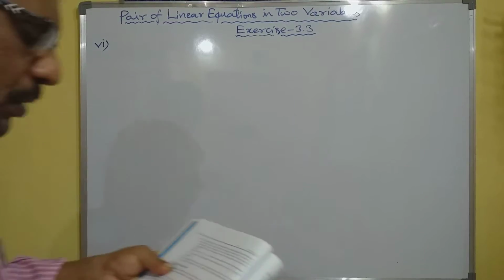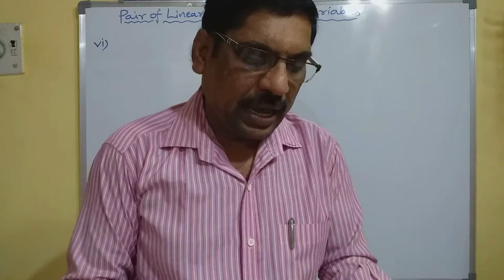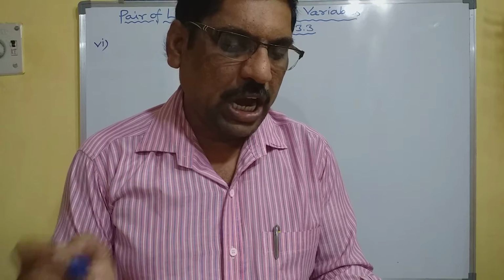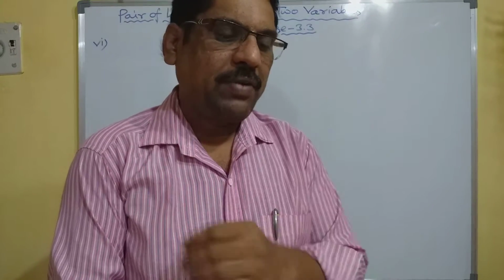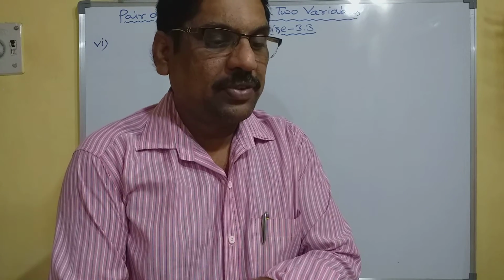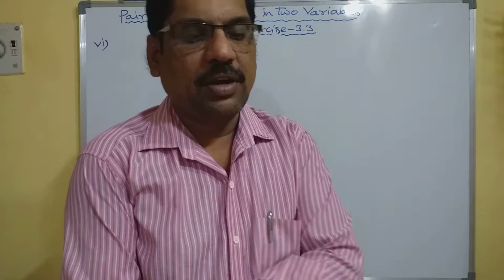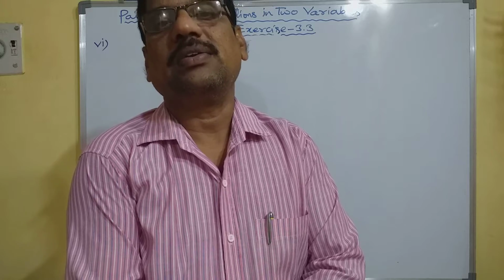Now look at the sixth problem. 5 years hence, the age of Jacob will be 3 times that of his son. 5 years ago, Jacob's age was 7 times that of his son. What are their present ages?